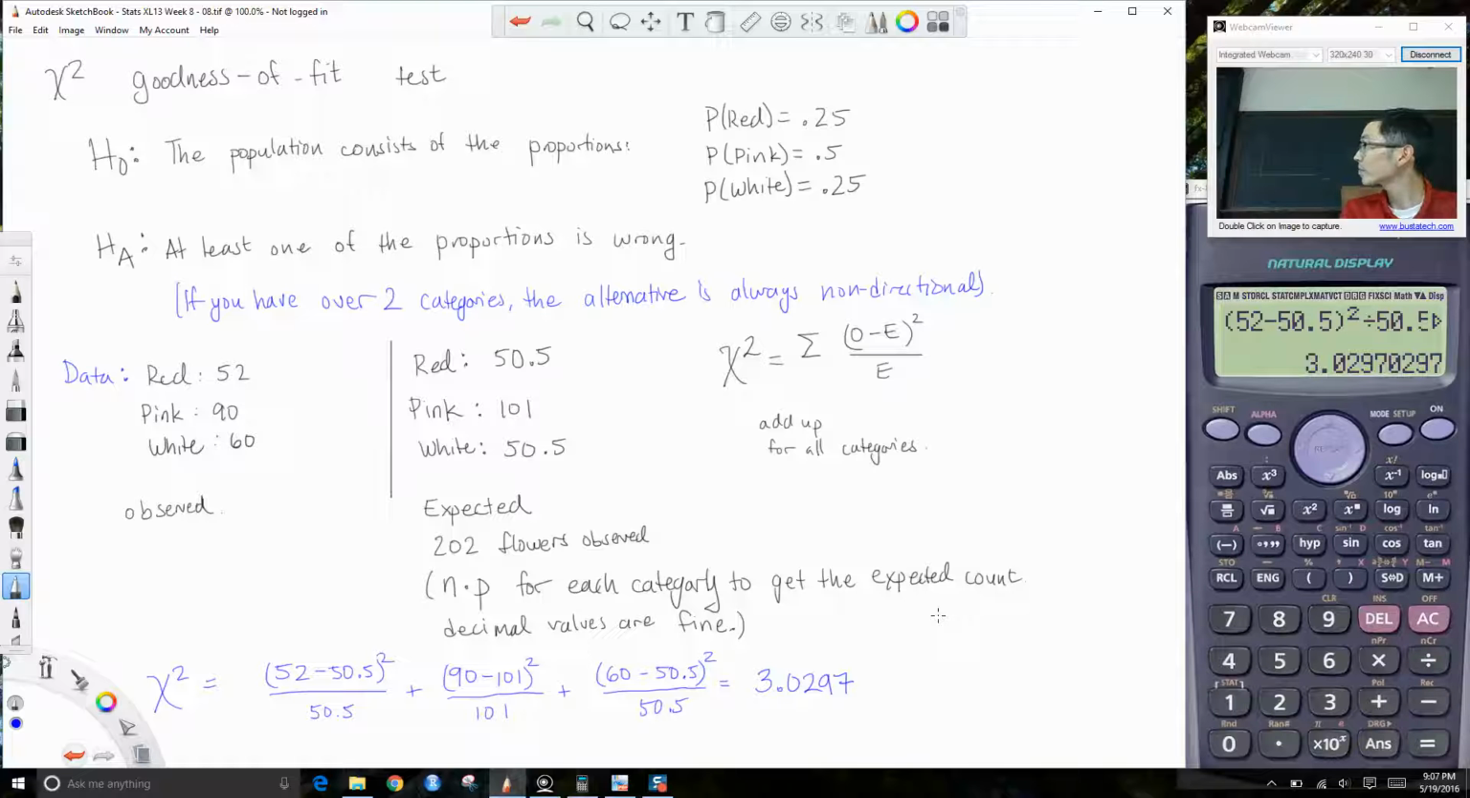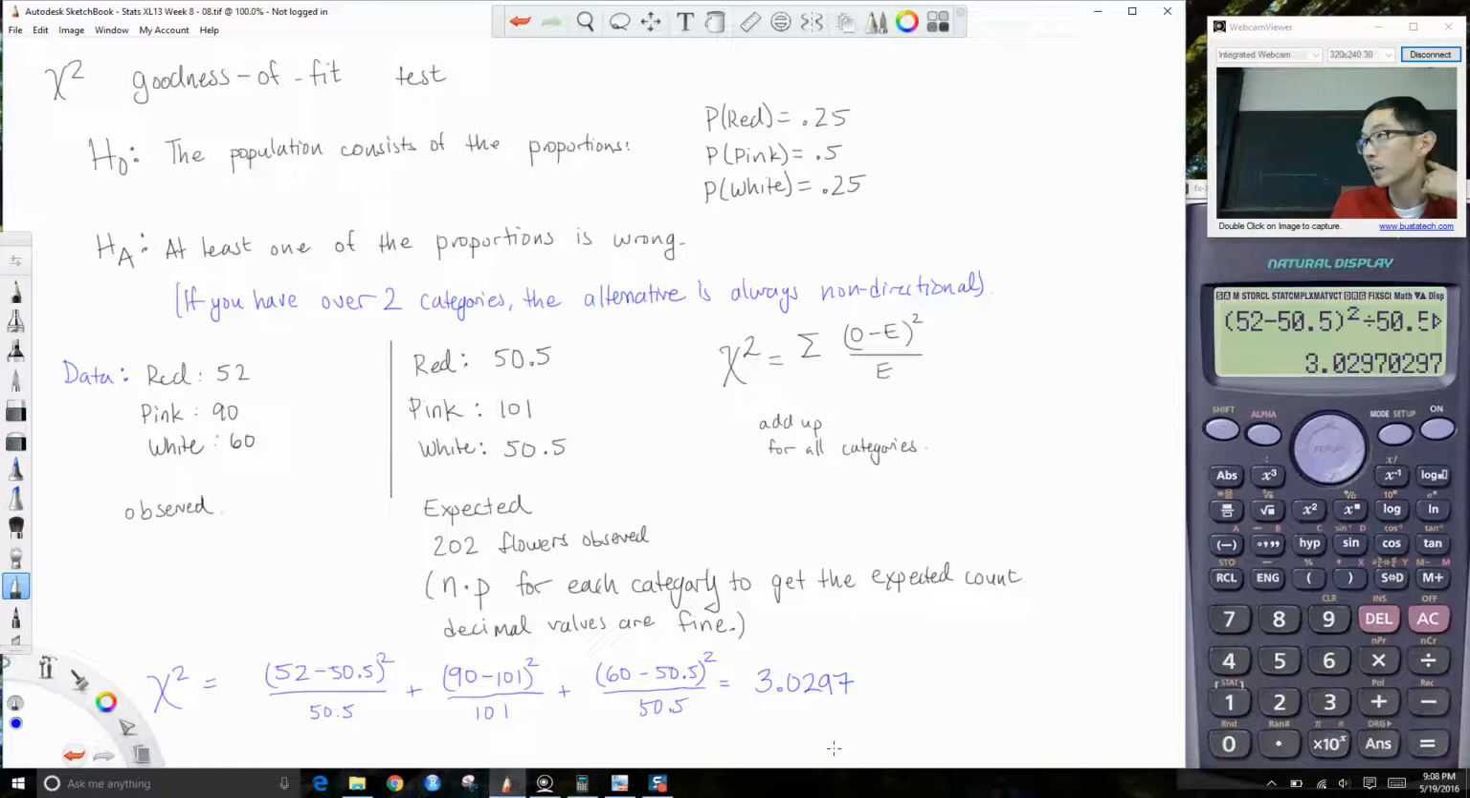Okay, so we're just comparing what we observed versus what we expected. That's kind of the comparison. And if they're super different, then that would give an indication that our proportions are wrong. And if they're not super different, then the proportions could be right. It doesn't prove that they're right, but they could be right. Okay, so at this point we're going to take this and look this up in a chi-squared table.